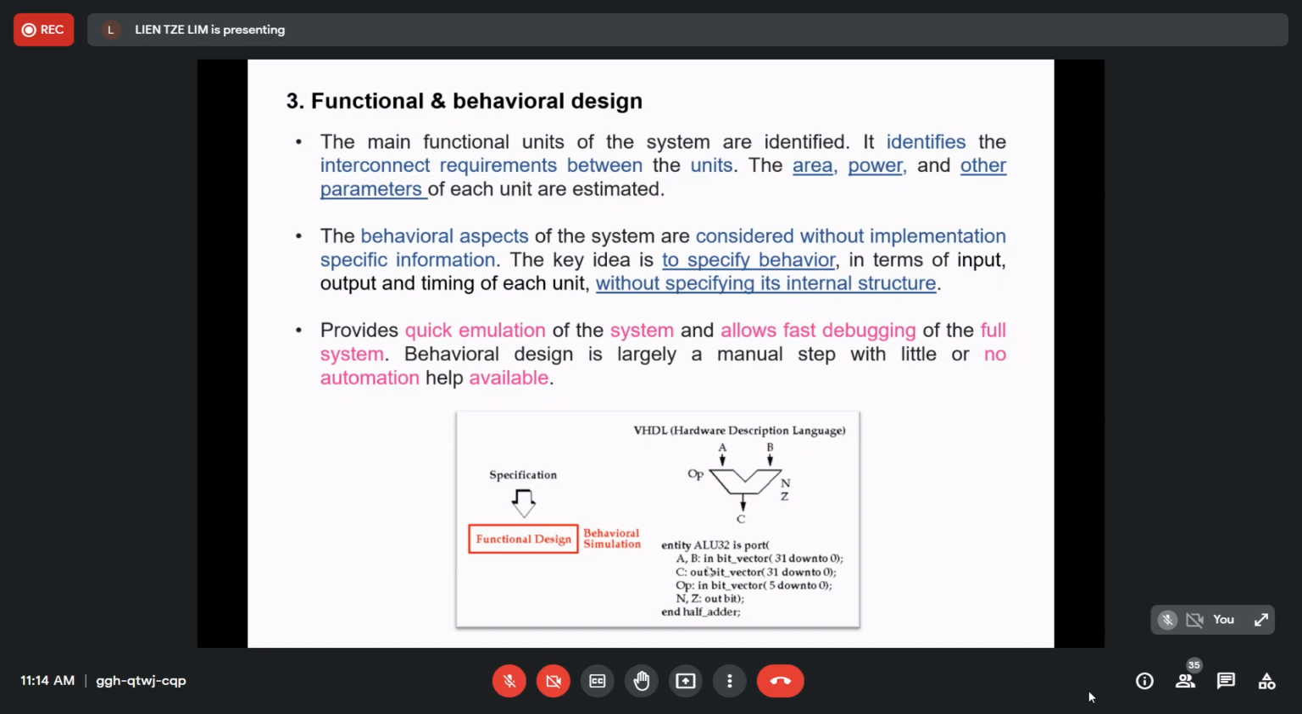Okay, after the functional design is complete, normally it will need to be verified to check for errors, to check whether the circuit can perform the correct operation as required or not. If the operation of the circuit is correct, then we can proceed to the next design. If not, then the circuit needs to be corrected, the description of the circuit needs to be corrected and then verified again.